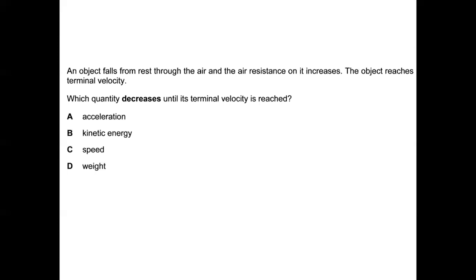Next, an object falls from rest through the air and the air resistance on it increases. The object reaches terminal velocity. Which quantity decreases until its terminal velocity is reached? Take note that as an object falls down, its weight, which is represented by the black arrow, stays the same, while the drag or the air resistance it experiences will increase until such time that the weight is equal to the drag, which is the condition for terminal velocity.